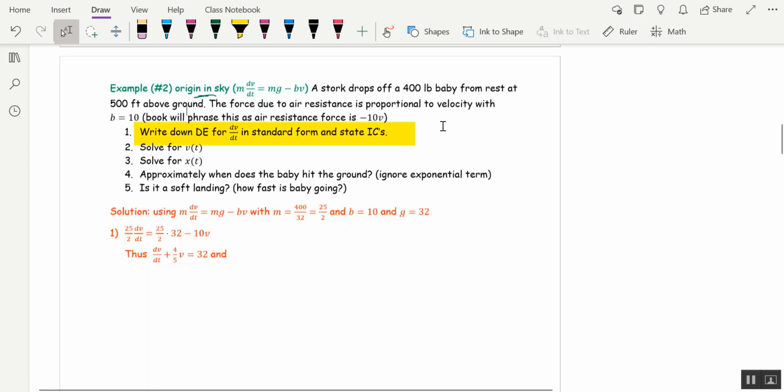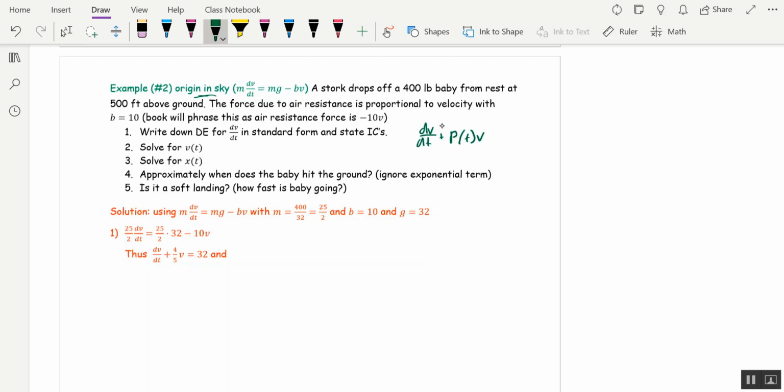Step one, write down a differential equation for dv/dt in standard form and state the initial conditions. So standard form is dv/dt plus P(t)v equals Q(t). We're using this differential equation because the origin's in the sky. Gravity's working with us. m is 400 pounds divided by 32, so I've taken pounds divided by 32 in order to get slugs. b is 10 and g is 32. Since I'm using the imperial system, acceleration due to gravity is 32 feet per second squared. So now it's just a matter of plug and play.